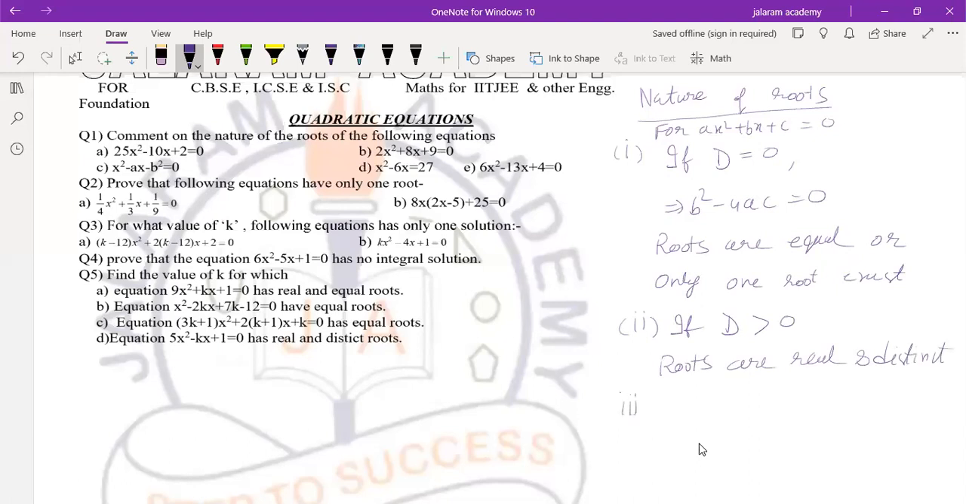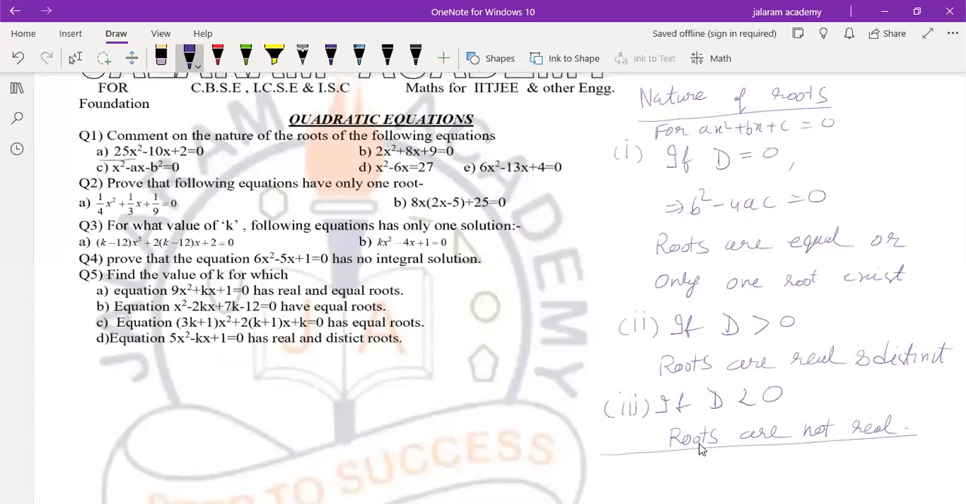And third, if discriminant is less than 0, then roots are not real. These three conditions we must keep in our mind to find the nature of roots of a quadratic equation.